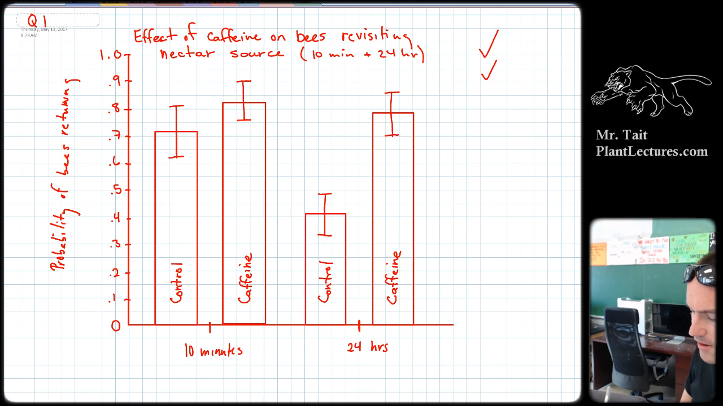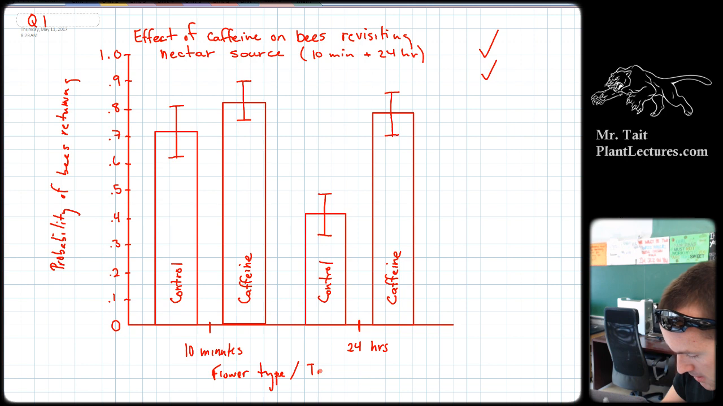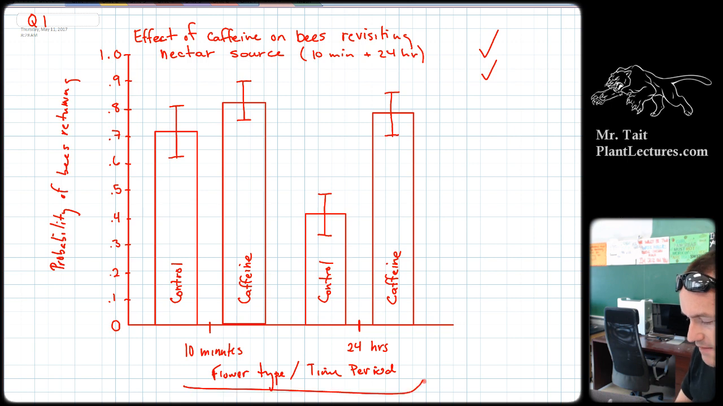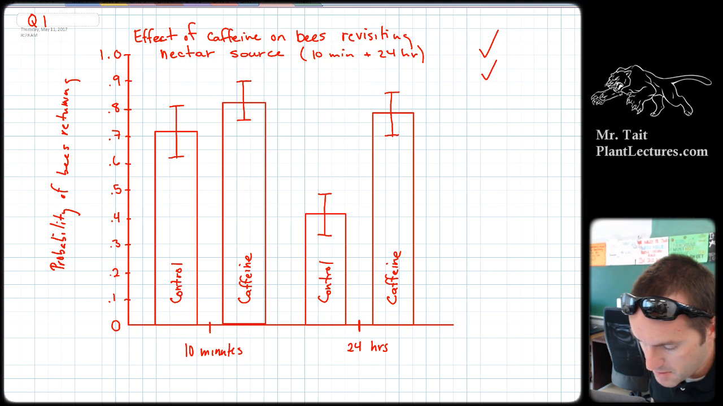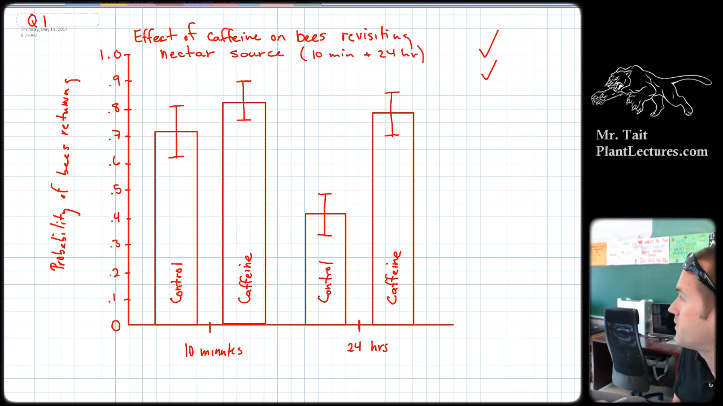Yeah, a bar graph makes the most sense in this case because these are treatments. These are flower type and time period. Something like that. You don't necessarily have to have this label here because these are distinct times that they've given you, and the labels for that are in here. But you definitely need to have the probability of bees returning on this axis.